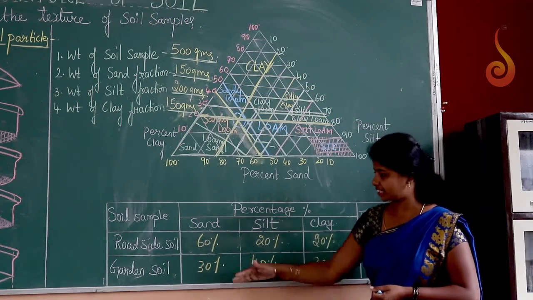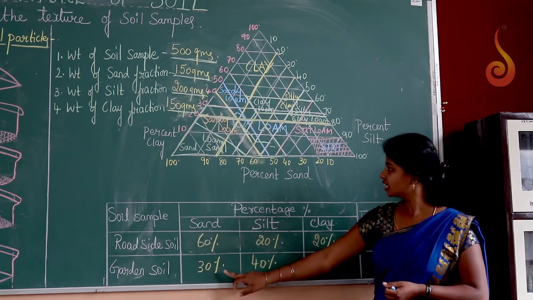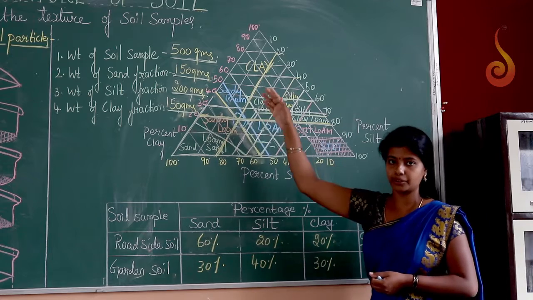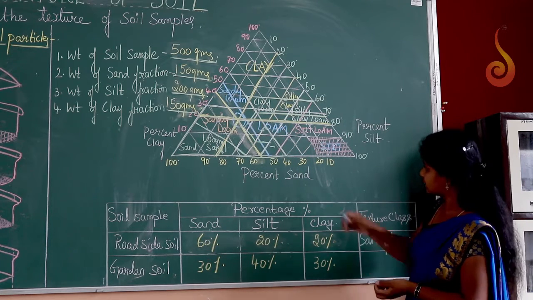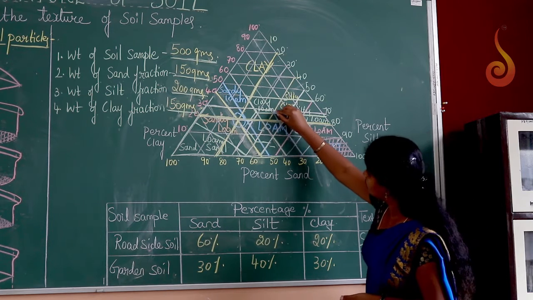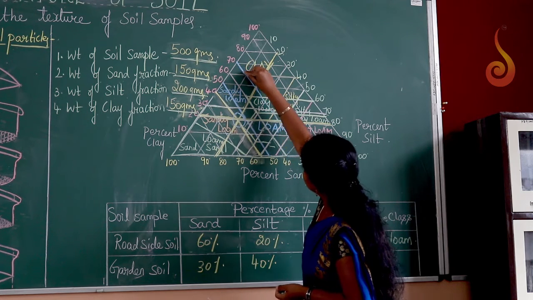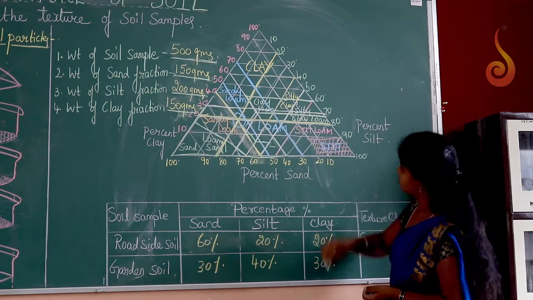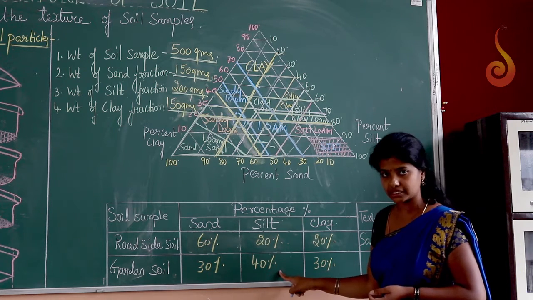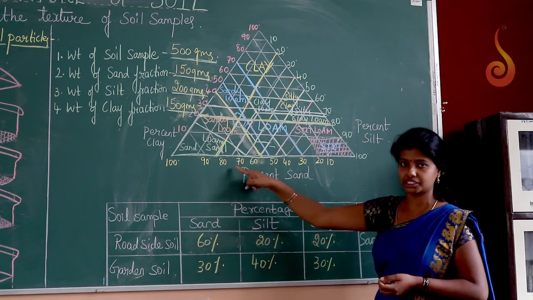So next let us take up the garden soil. Garden soil is having sand 30%. So as I told, once we are reading the percent of sand, we have to go up towards the right. So 30% is here. I am going to go up towards right and touch the other line. Then coming to percent of silt, which is 40%. While we are reading percent of silt, we have to come down and touch the baseline.